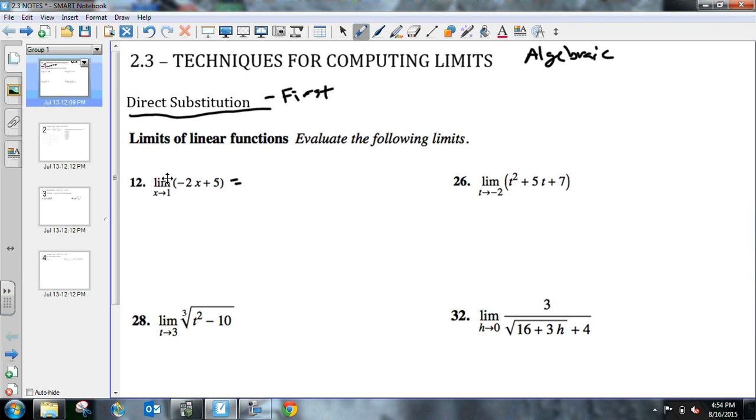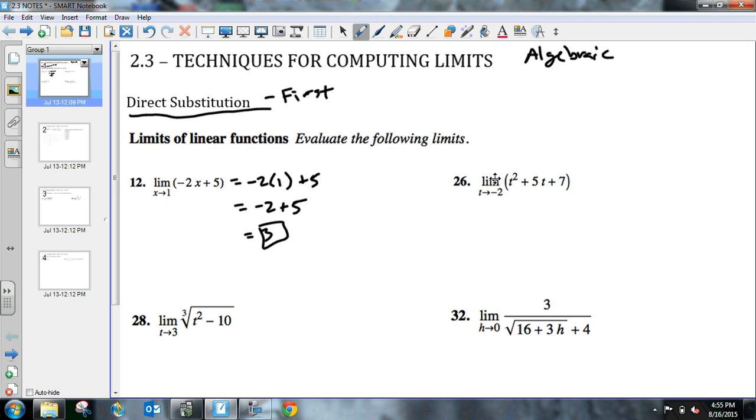So the limit value here, if I were to write this, I'm just going to write -2 times 1 plus 5. Okay, now notice that I didn't write limit. That's because I plugged in 1 for x. Once I do that substitution, I don't need to write the limit anymore. I'm just evaluating this. And so this gives me -2 plus 5, which gives me 3. And so the limit, as x approaches 1, of -2x plus 5 is equal to 3. Okay? So let's take a look at another one.